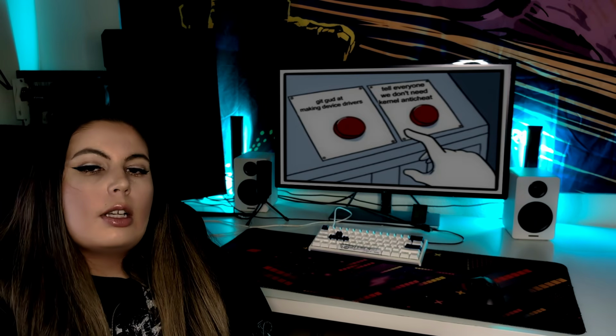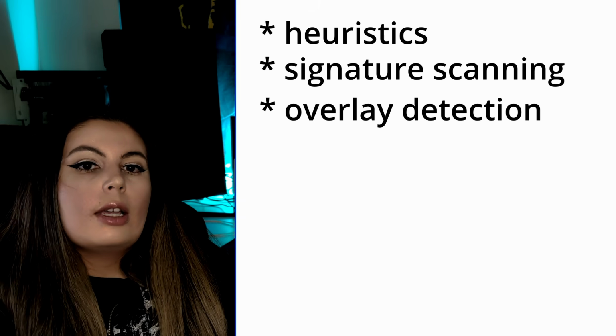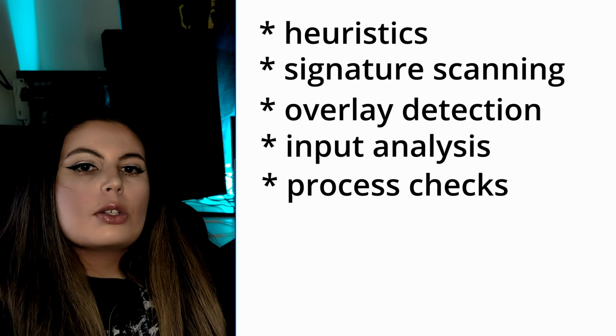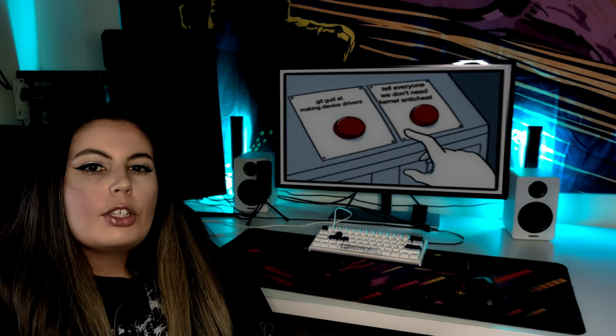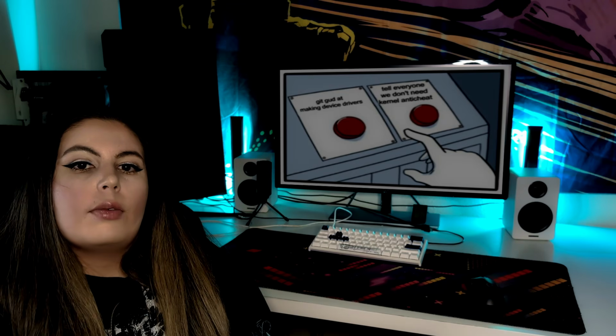User space anti-cheats rely on techniques like heuristics, signature scanning, overlay detection, like catching hooks into DirectX, OpenGL, or Vulkan, input analysis, process checks, or DLL injection detection on Windows. But if I'm a cheater, why play in the yard where it could easily be seen? And that is why kernel-level cheats exist.